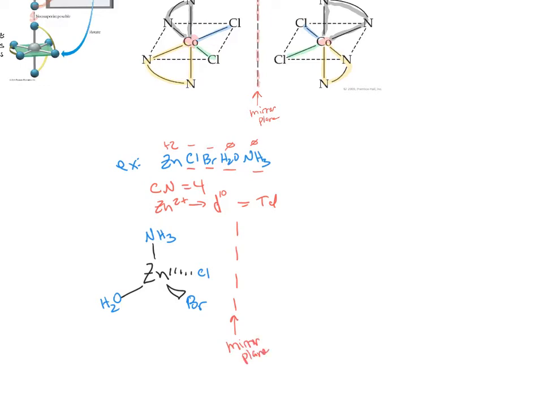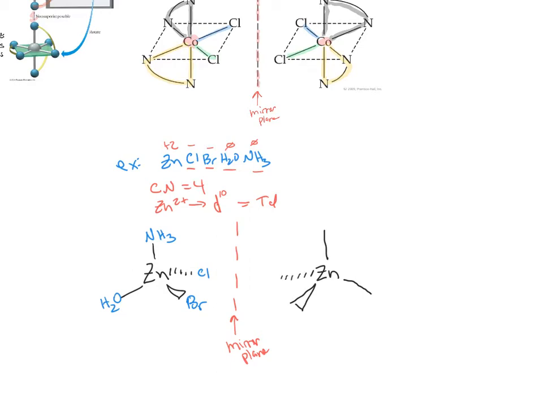And now I need to draw the mirror image. Whatever is going towards the mirror image, that line will be straight up, and then I can see my other straight line is going away from the mirror plane. And then my wedge and my dash. So you need to practice drawing these.